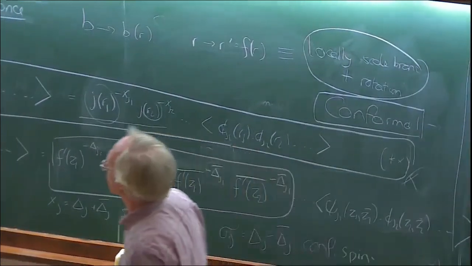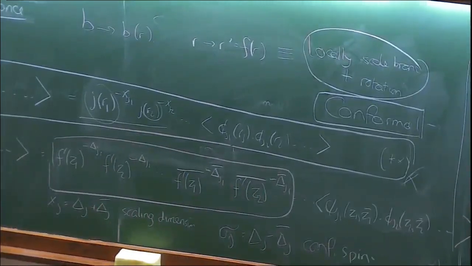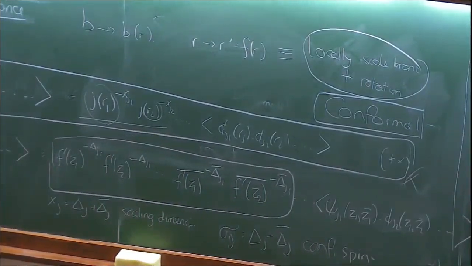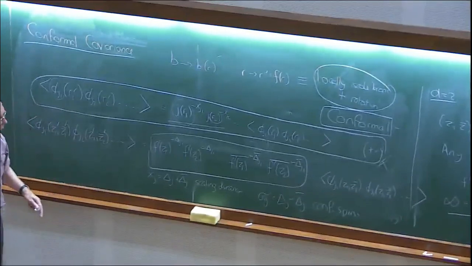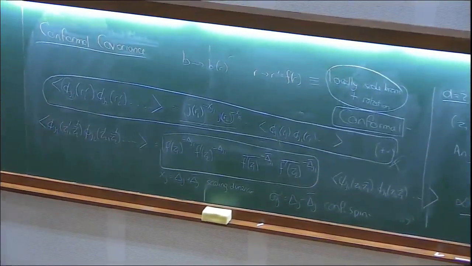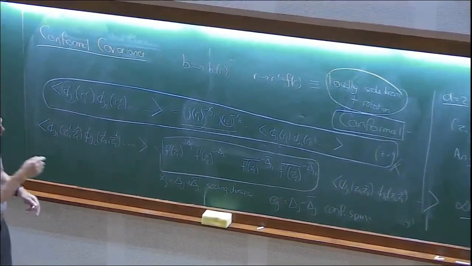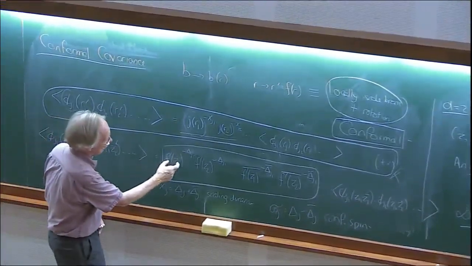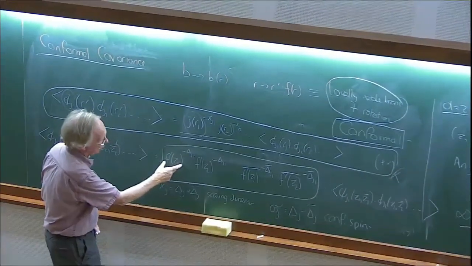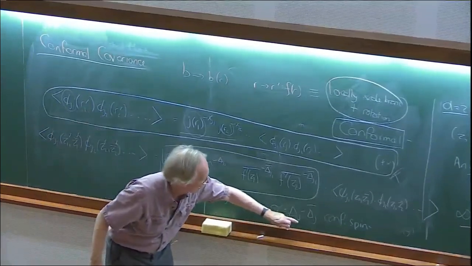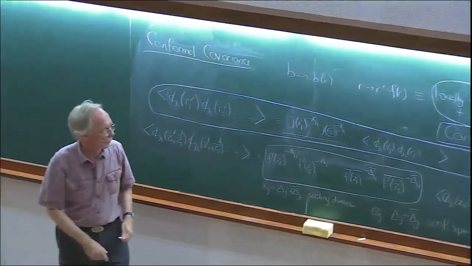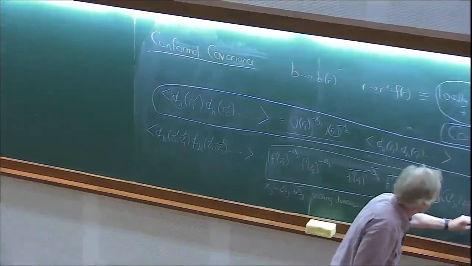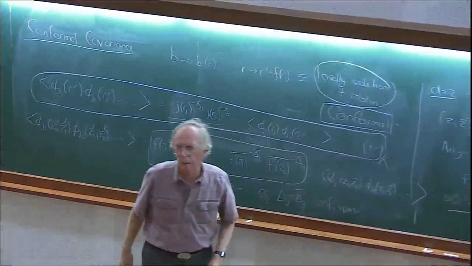So in general, in a two-dimensional theory, each field comes associated with these two numbers, delta and delta bar. And the sum of them tells you how things transform under scale transformations, because that involves the modulus of f prime, and the difference tells you how it transforms under rotations.